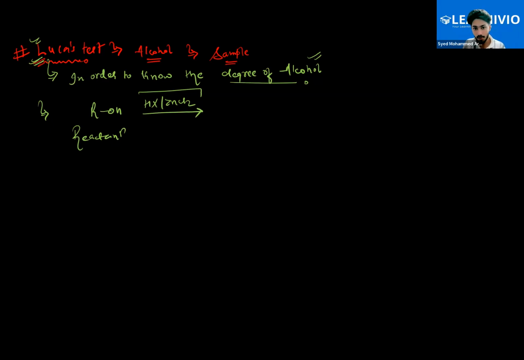So on the basis of whether the reaction takes place or not, or the rate of the reaction, if the reaction is done in just 1 to 2 seconds, then it would definitely be a 3 degree alcohol. If it takes some minutes, like 5 to 10 minutes, it would be a 2 degree alcohol. If it doesn't take place, that means the alcohol is 1 degree. Are you getting my point? On the basis of the rate of the reaction, this is the test.